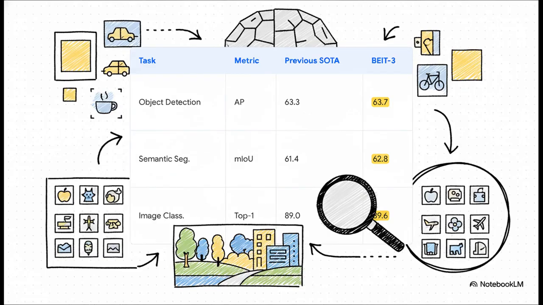And that wasn't a one-off. As you can see here, it's pretty much the same story across the board. For core vision tasks, it set new records in object detection, in semantic segmentation, and even in classic image classification. It's consistently the best or right there at the top, no matter what you throw at it.